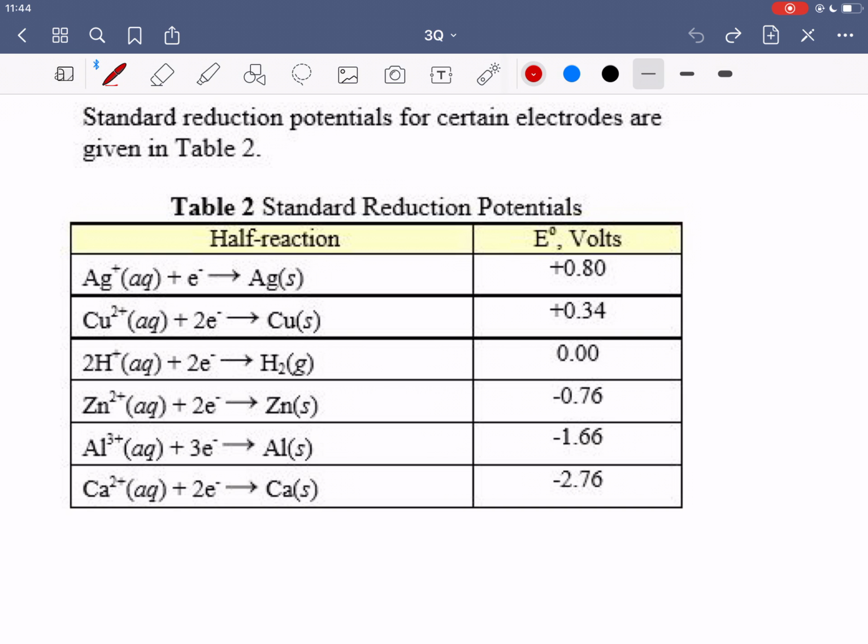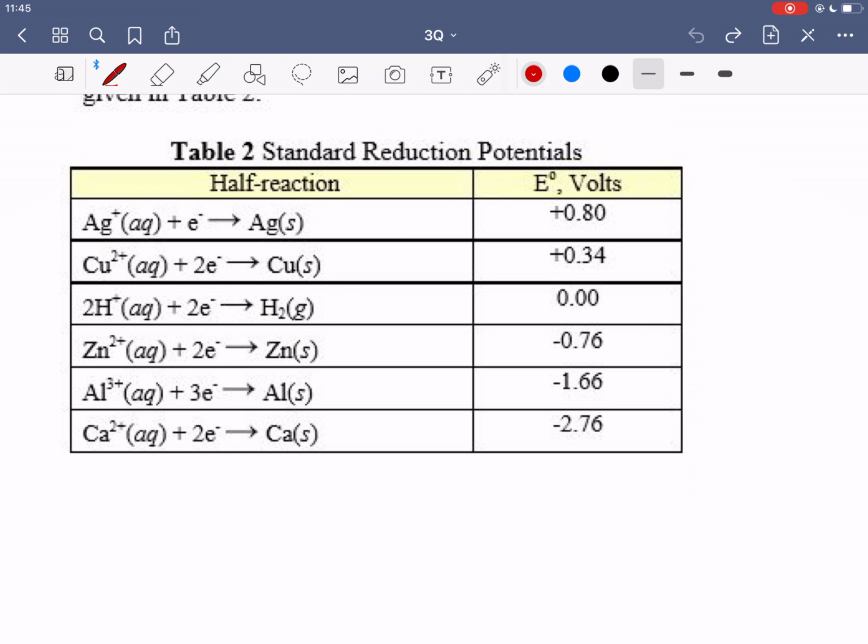Finally, it tells us the standard reduction potentials for certain electrodes are given in table 2. So how do we read this table? Standard reduction potential means the potential of a specific form of an element to be reduced, because you could have different charges of the same element. Either way, it's the standard potential for whatever's in the half reaction to be reduced. So if it's higher up on the table, then that means there's a higher reduction potential. It has a higher need to be reduced.